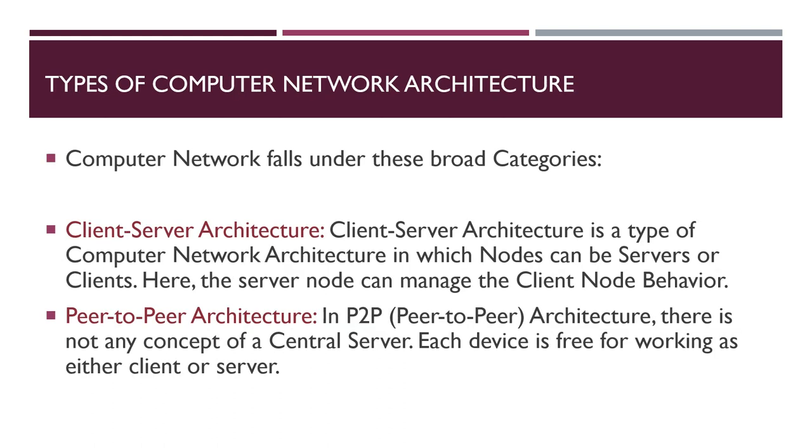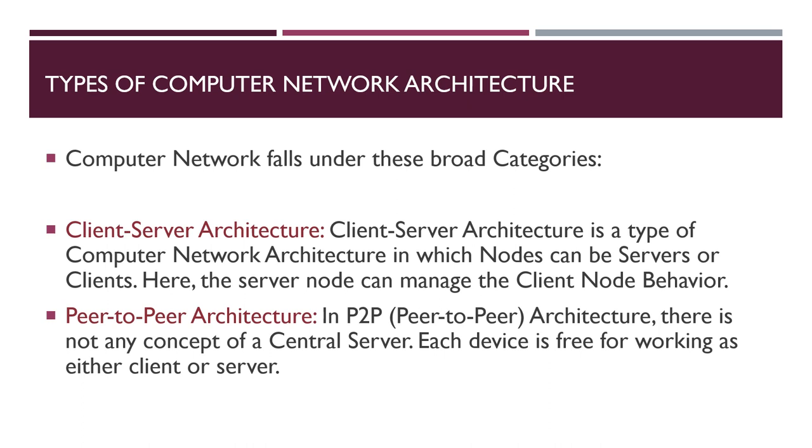And types of architecture. Yeah, two types of architecture are there. The first one, client-server, and second one, peer-to-peer, which means P2P, peer-to-peer system. First one, client-server architecture, is one of the architecture systems. It has two parts, server and client. Normally the server manages the client. So the server node manages the client node's behavior. So everything is the responsibility of the server.